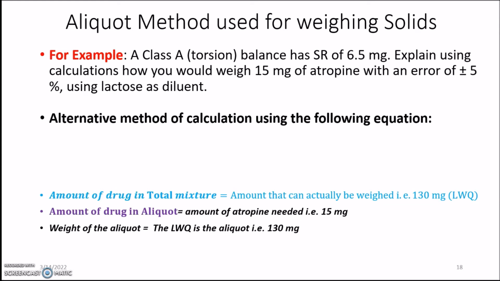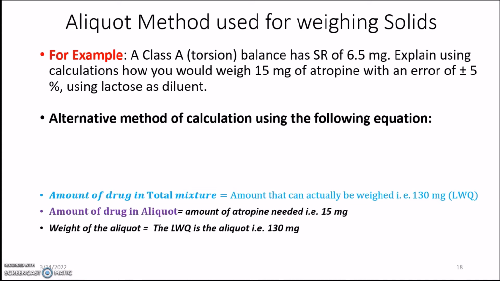Just bear in mind that whatever is weighable or whatever will be weighed must be 130 milligrams or more. Okay, so the amount of drug in total mixture can be 130, it can be 140, it can be 150, right? And the amount of drug in the aliquot, we know it's going to definitely be 15 milligrams. You can't change that. And the weight of the aliquot is going to be 130 or more. Okay? But we just decided that we're just going to keep it simple and use the least weighable quantity as the weight of the aliquot.